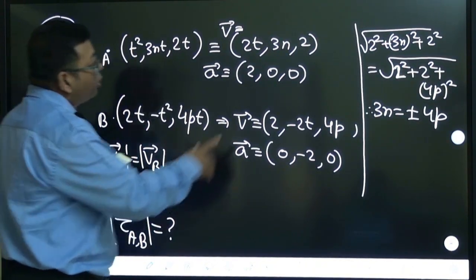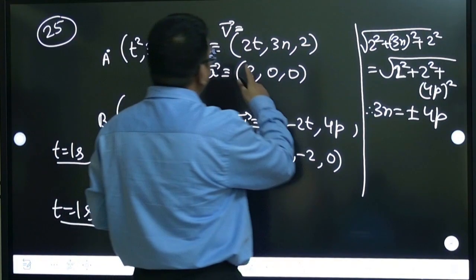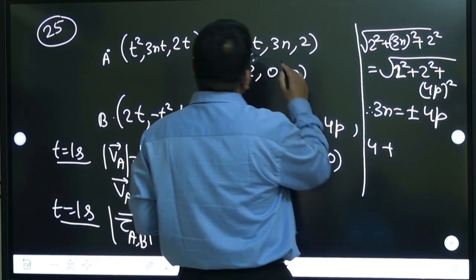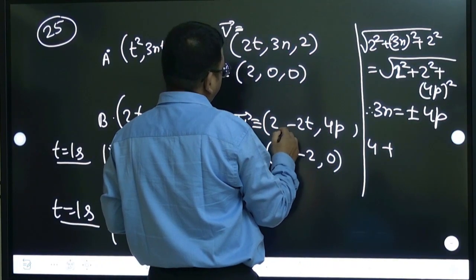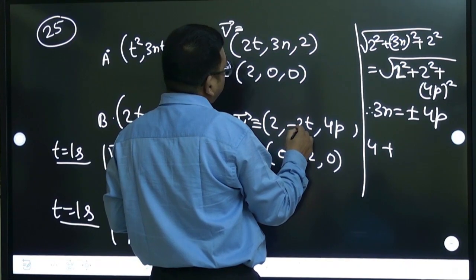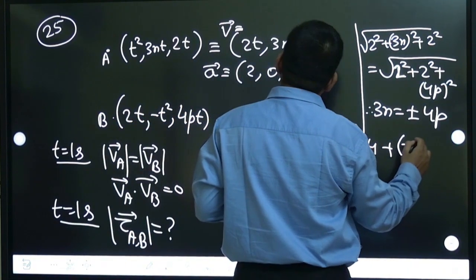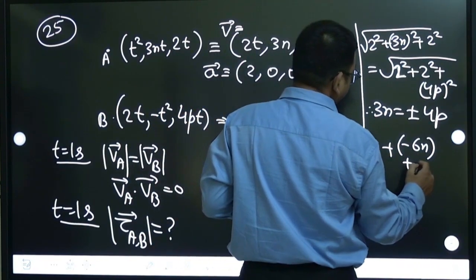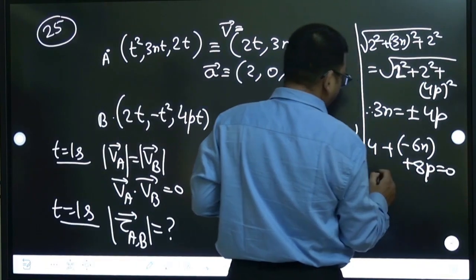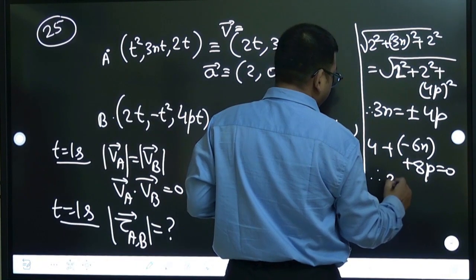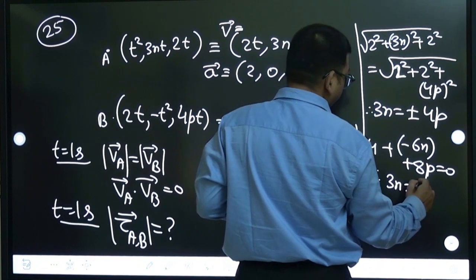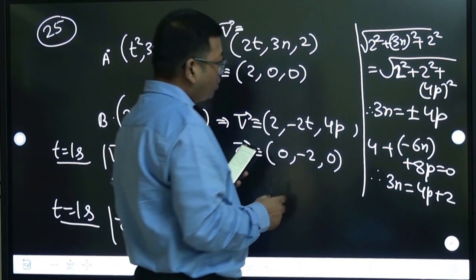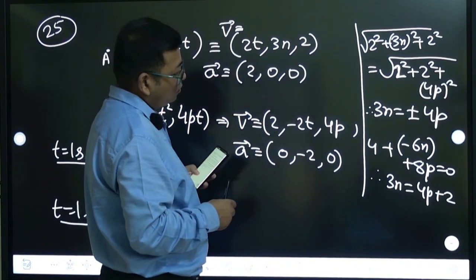Also check the dot product. So 2 into 2 is 4, plus 3n into minus 2, so minus 6n, right? Minus 6n plus 8p is equal to 0. So from here we can say that 3n is equal to 4p plus 2, correct? Check out this, 3n is equal to 4p plus 2.